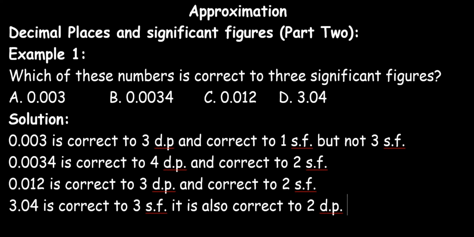For decimal places, we are only concerned about the numbers that appear after the decimal point. That is why we said it's correct to 2 decimal places, because after the decimal point you have 0, then you have 2. Now, let's take another example.